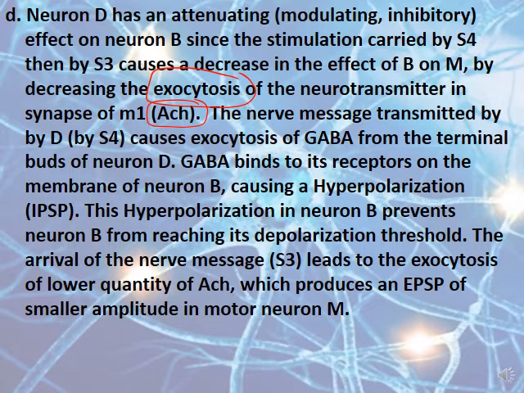The nervous message transmitted by D causes the exocytosis of GABA from the terminal buds of neuron D. GABA will bind to its receptors on the membrane of neuron B, causing hyperpolarization, an IPSP. This hyperpolarization in neuron B prevents it from reaching its threshold of depolarization. So the arrival of the nervous message at B leads to the exocytosis of a lower quantity of acetylcholine, which produces an EPSP, but smaller in amplitude, in motor neuron M.